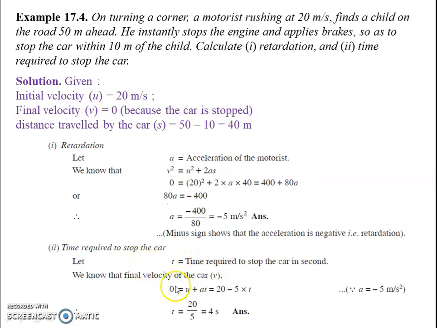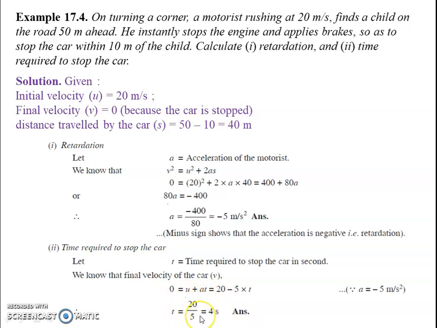So we have the formula v is equal to u plus at. Acceleration here is nothing but the retardation we found over here. Then u is initial velocity, it is given 20. I substitute the same thing, 20 plus acceleration, that is minus 5, times t, where t is unknown here. Final velocity is 0 because the car is stopped. Now t works out to be 20 by 5, that is 4 seconds. This is the time he will stop the vehicle.